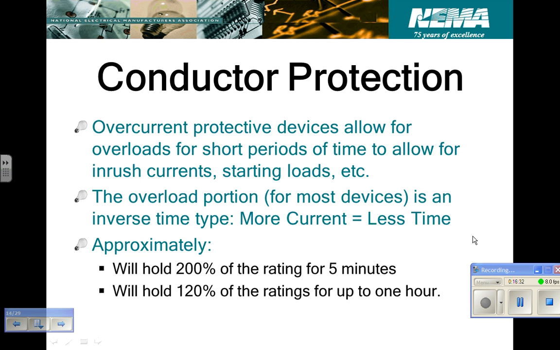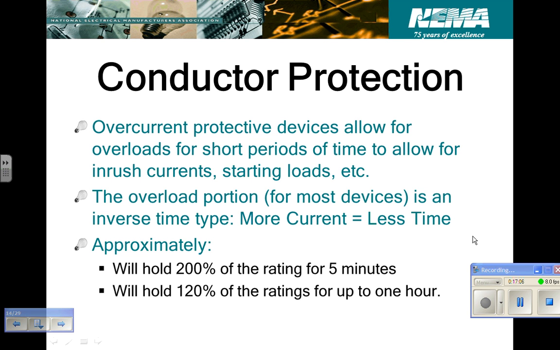Overload protection for most devices is an inverse time type. In other words, the higher the current, the less time that will allow that inrush to happen. Like 6 to 8 times, an inverse time device, like an inverse time circuit breaker or a time delay fuse, is going to allow 8, 9, 10 times as much current to flow in for about a second or two, right? Not much more. But if that goes on for very long, it's going to heat and trip.